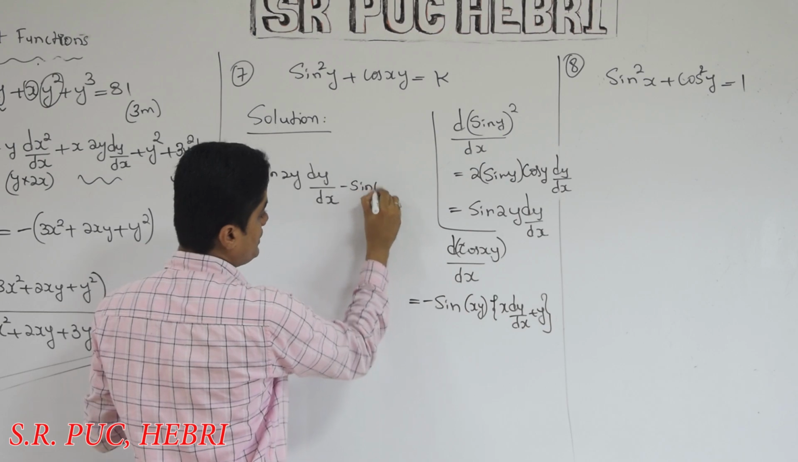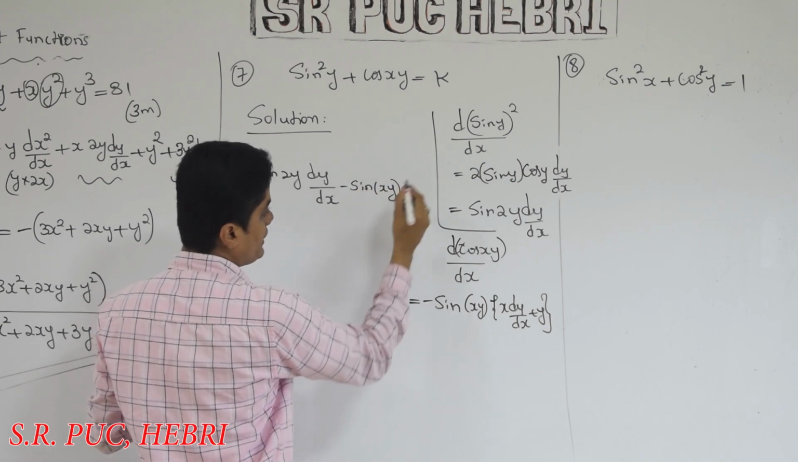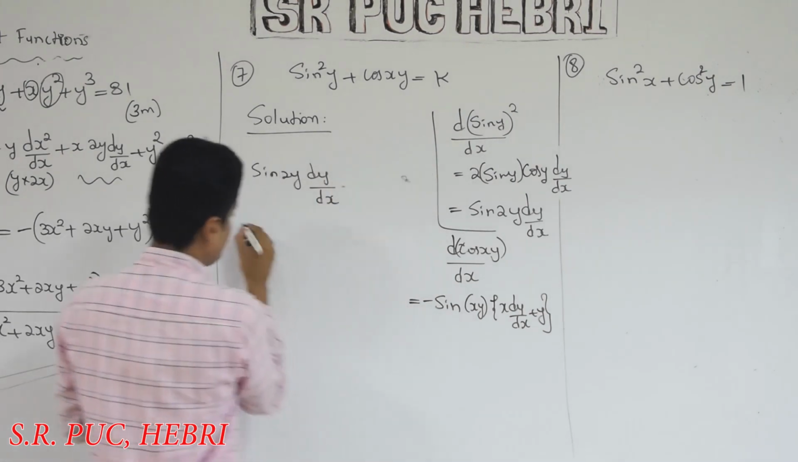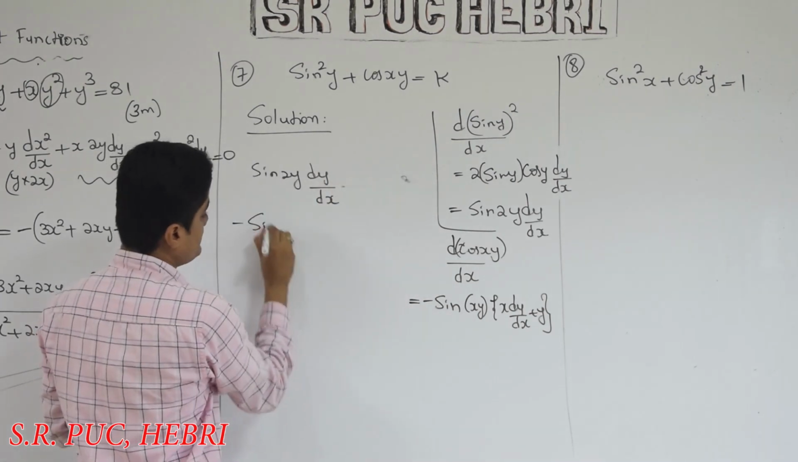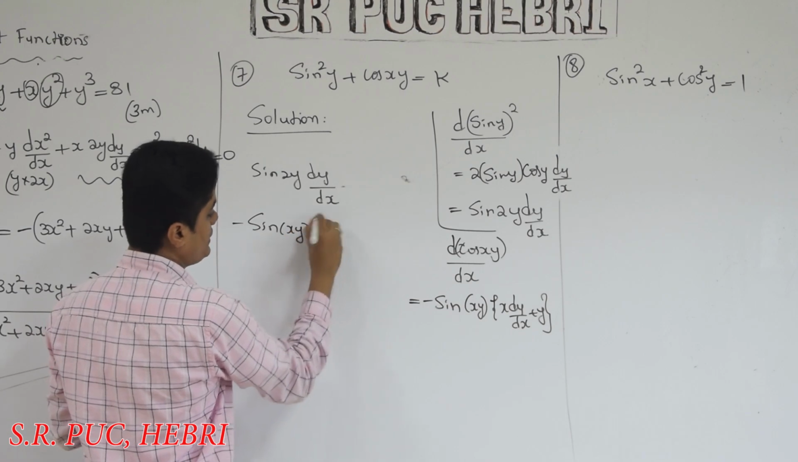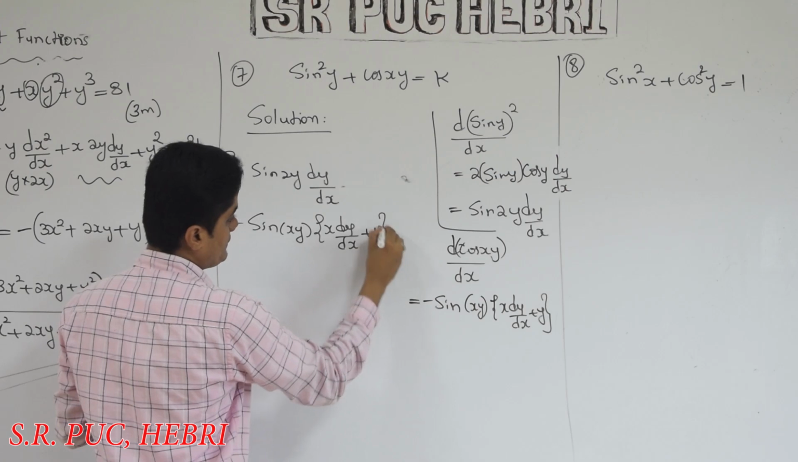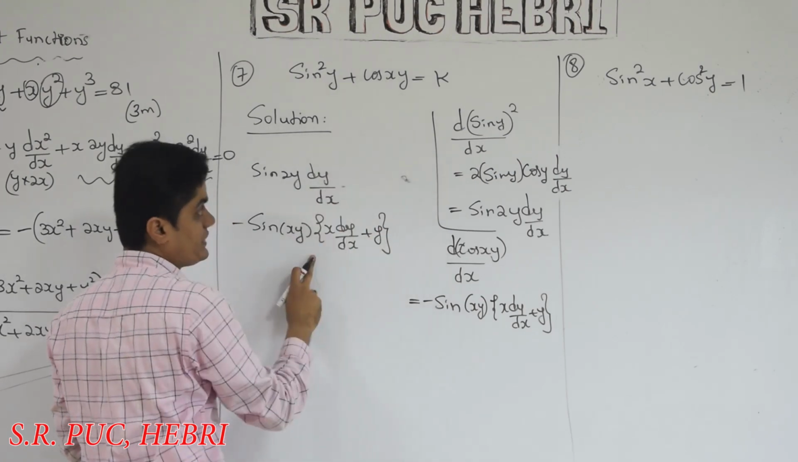Minus sine of xy into... okay, I'll write down, there's no space. I'll write here: minus sine of x into y into x dy by dx plus y. Got it? This is the differentiation of the second term.